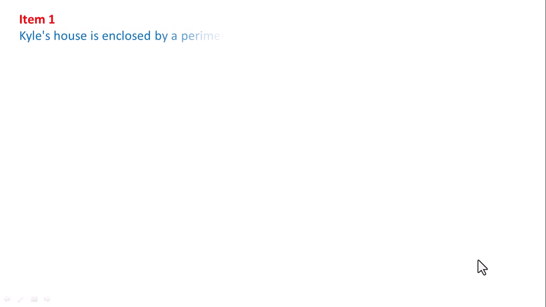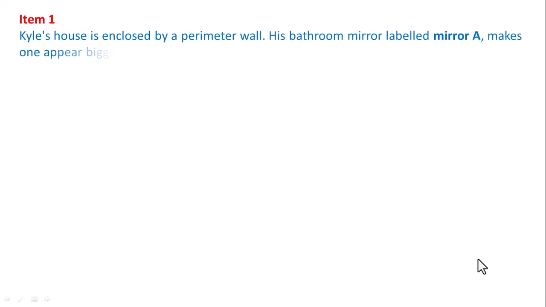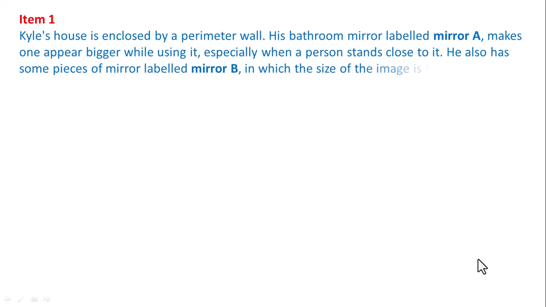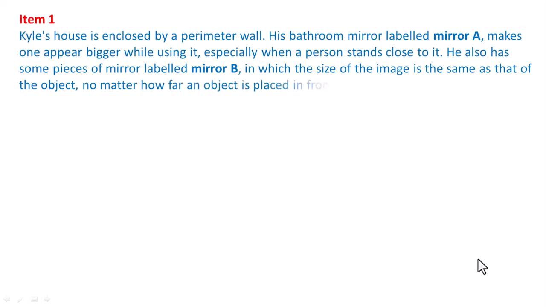Item 1. Kyle's house is enclosed by a perimeter wall. His bathroom mirror, labeled Mirror A, makes one appear bigger while using it, especially when a person stands close to it. He also has some pieces of mirror labeled Mirror B, in which the size of the image is the same as that of the object, no matter how far an object is placed in front of it.